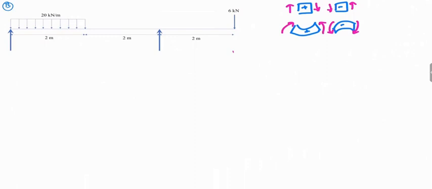Say these are the change points. I can say this is A, this is B, the end of the UDL, then another point C and D. So you get the value for your RA as 27 kN and your RC as 19 kN, the support reactions. So I can mark this one as 27 kN and this as 19 kN. So first I will draw the variation of shear force.